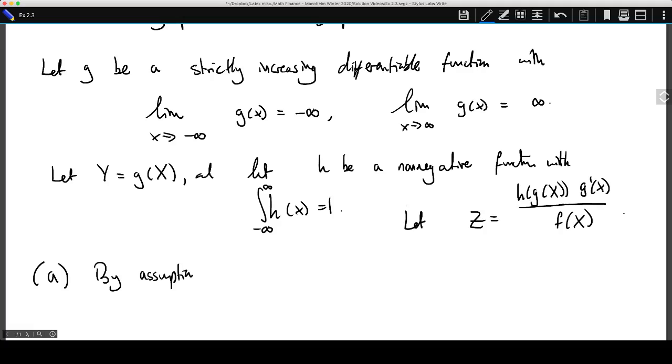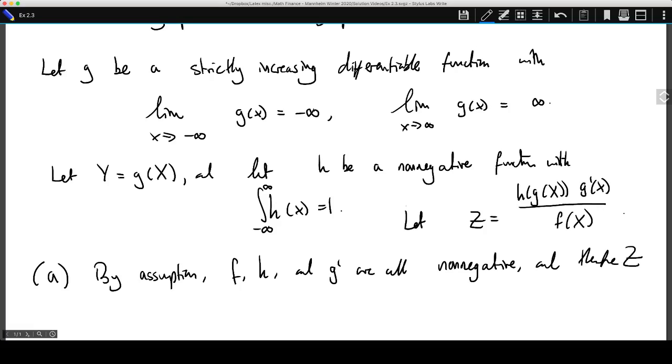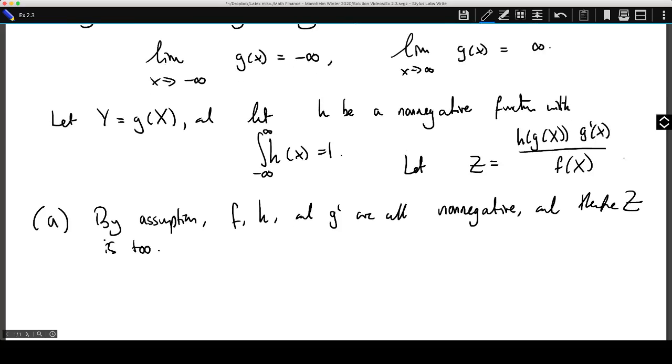So, by assumption, f, h, and g dash are all non-negative. g dash because g is strictly increasing. And therefore Z is too. So Z is just a combination of these things. I'm not taking any negatives or anything, so it must also be non-negative. And that's not even almost surely, that's just a result on every omega.